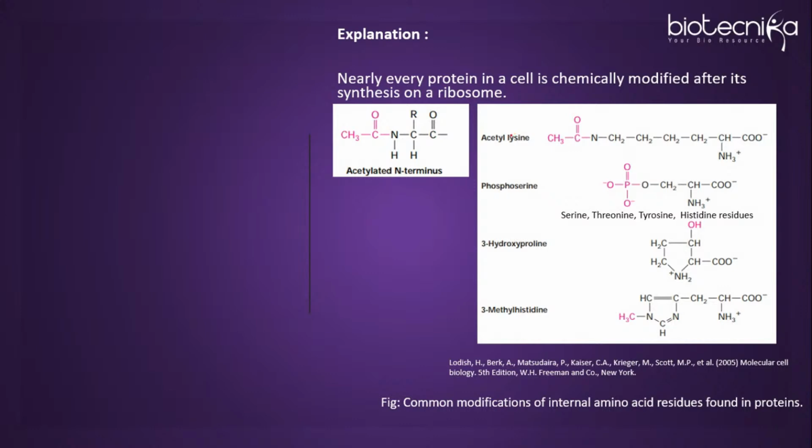So here I have added some post-translational modifications. Nearly every protein in a cell is chemically modified after its synthesis on a ribosome. Acetylation can take place on the N-terminus. Phosphorylation specifically takes place at serine, threonine, tyrosine, and histidine residues. Hydroxylation of proline and lysine residues in collagen takes place. Methylation of histidine residues in membrane receptors takes place. Then O-linked and N-linked glycosylation are there, right? So you need to be familiar with these post-translational modifications.